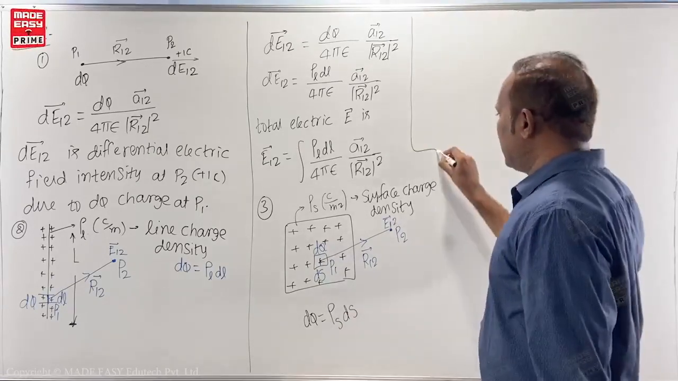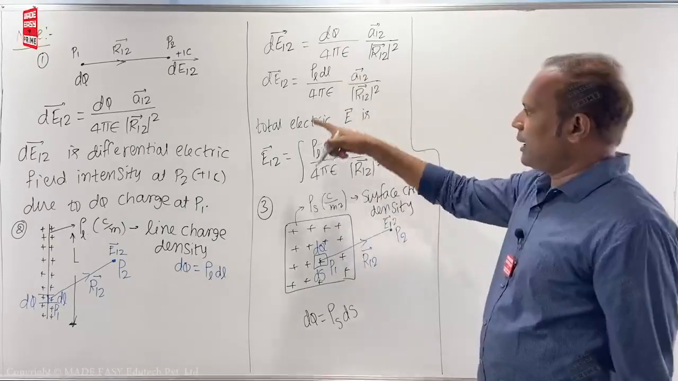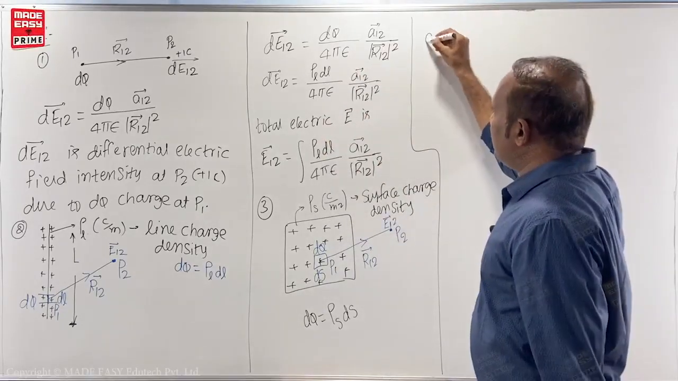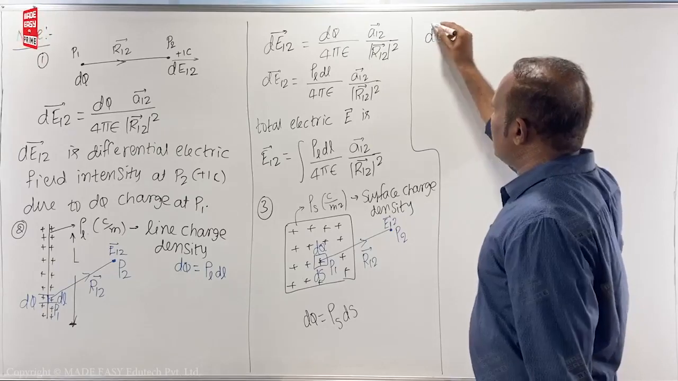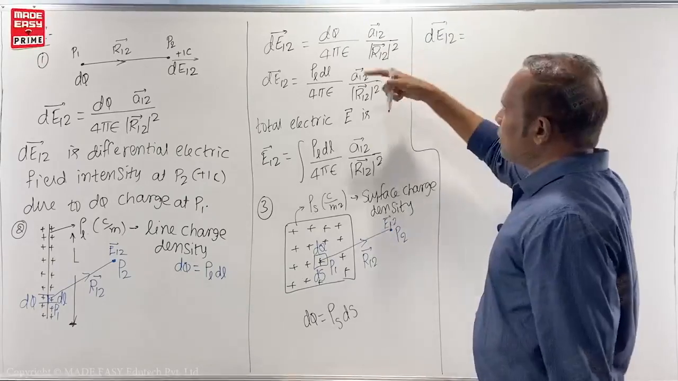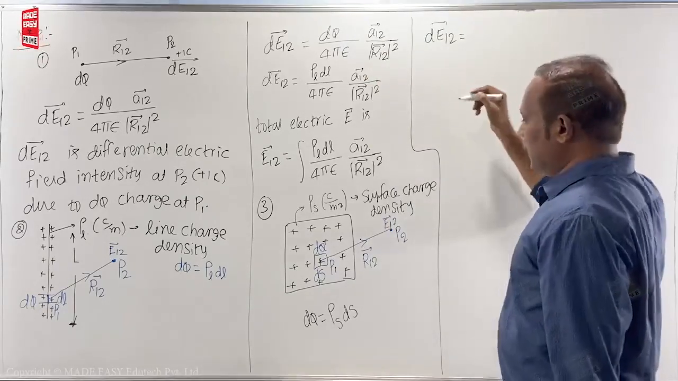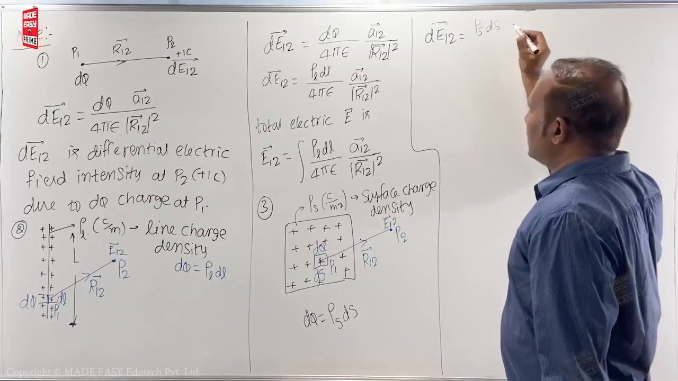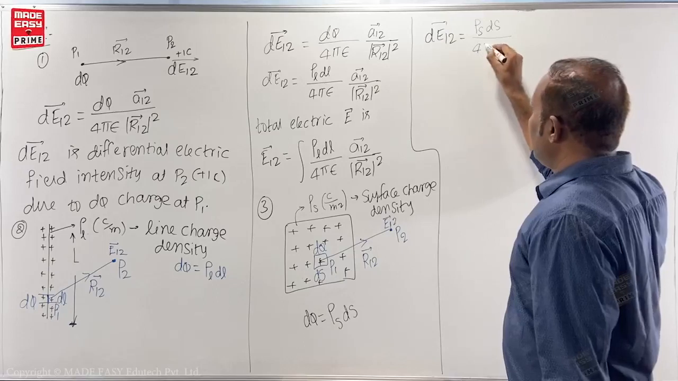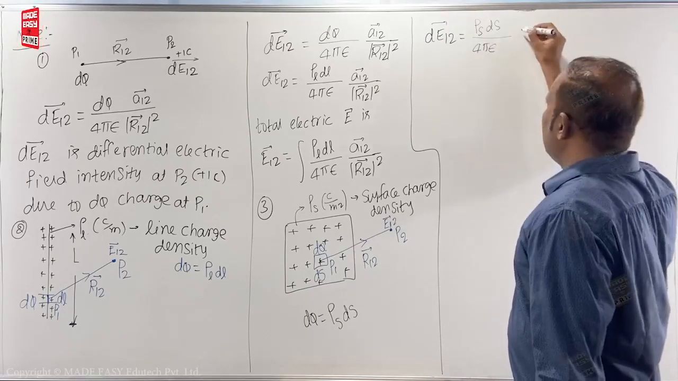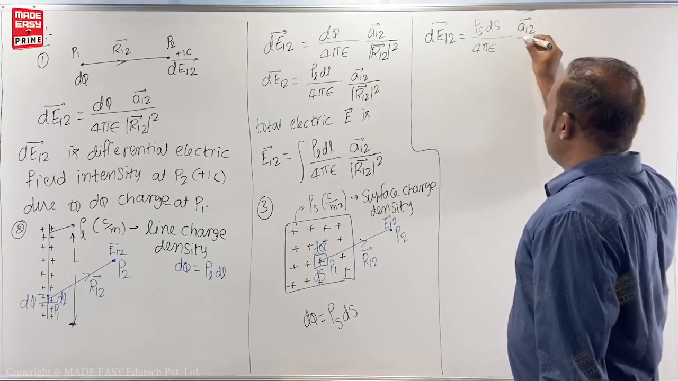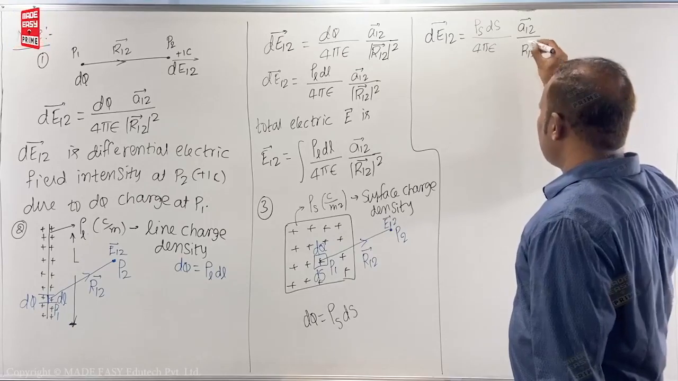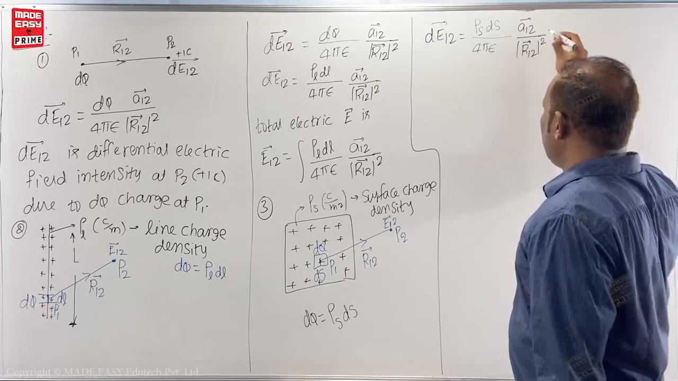Now once again, what is the differential electric field intensity formula? So dE12 bar is equal to dq divided by 4 pi epsilon, this one only, where dq is equal to rho s into ds divided by 4 pi epsilon A12 bar divided by modulus of R12 whole square.